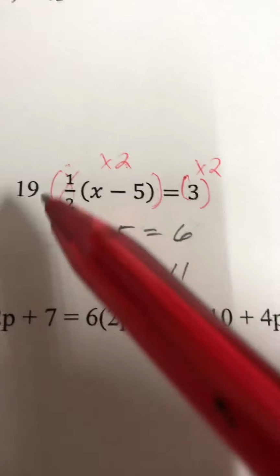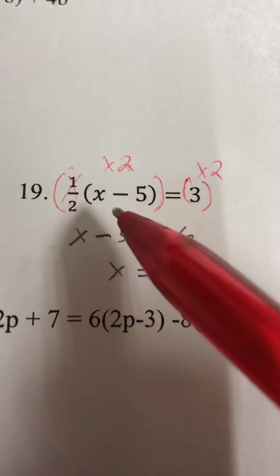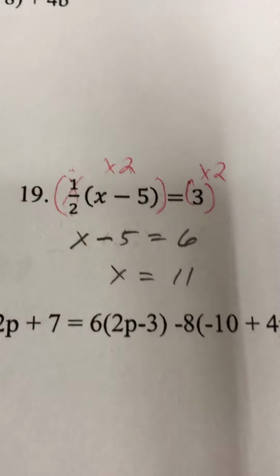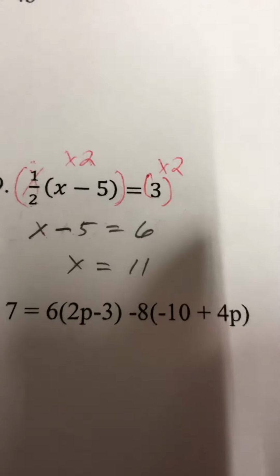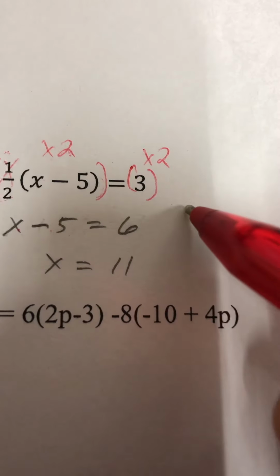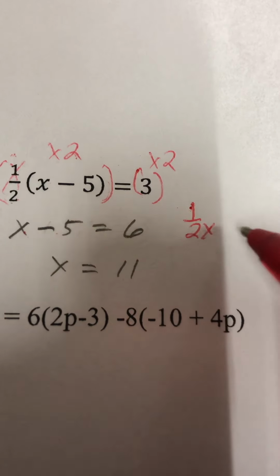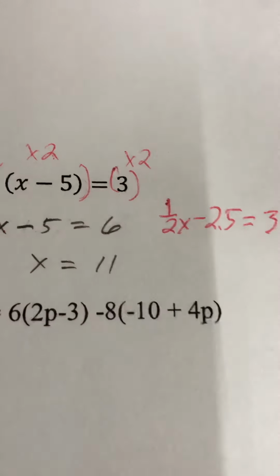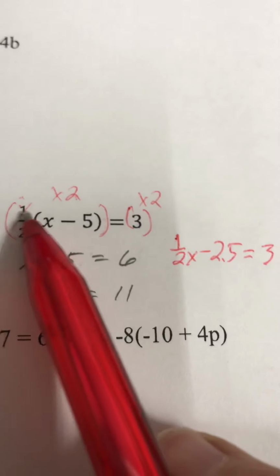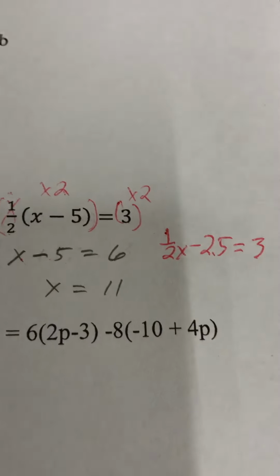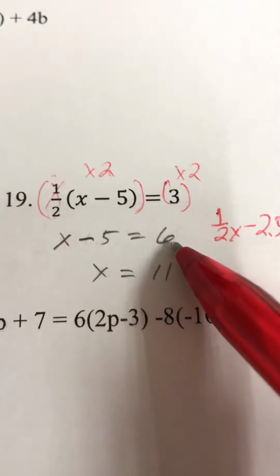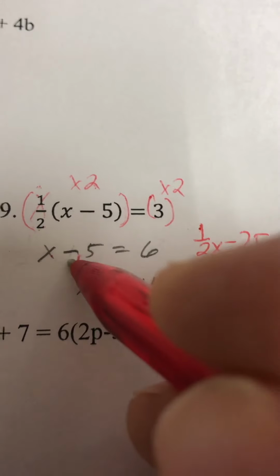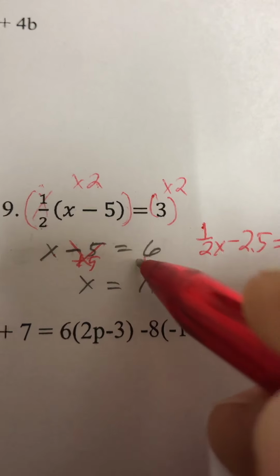I mean, you could just distribute it and have half x minus 2.5, because half of 5 is 2.5. And you could work with that with the 3 and you'd get the same answer, okay? Let me show you that. That would be half x minus 2.5 equals 3. We could have just distributed that instead of doing this little trick. Doing the little trick, I add 5 to both sides. So when I added 5 here, I got rid of it. That's why I did it, because I want to get the x by itself.